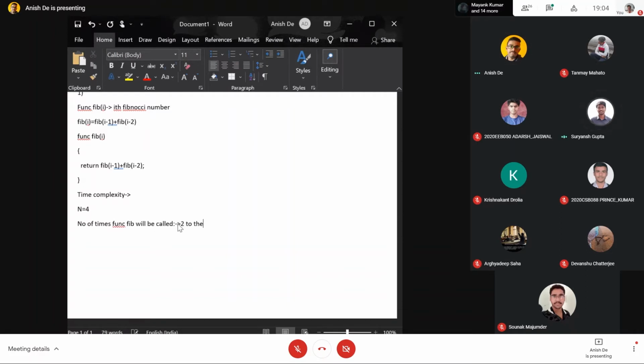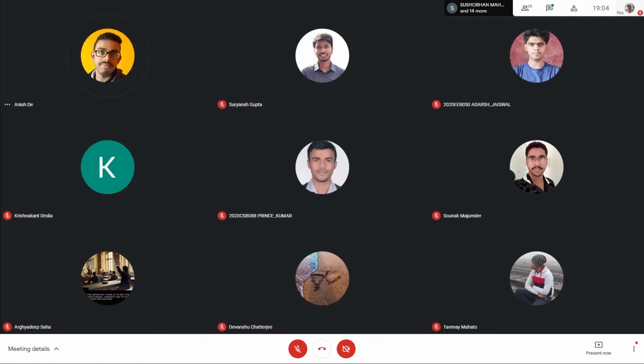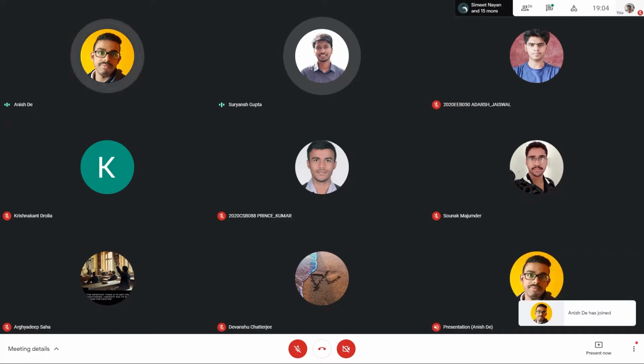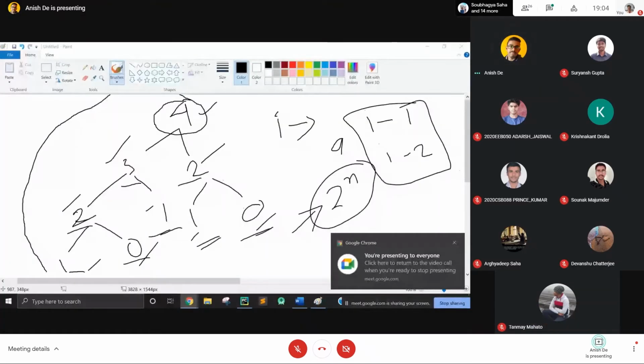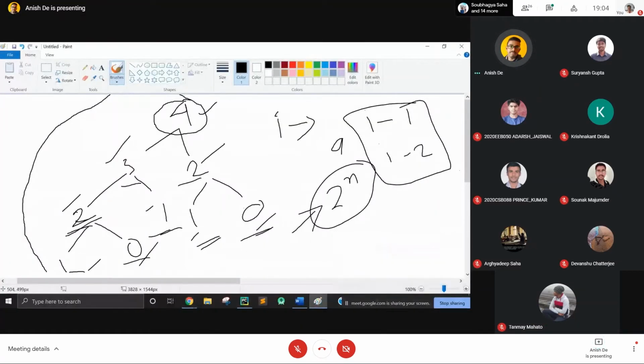Okay, Anish at the start told you about DP, like what properties we find in DP. Remember that the subproblems are overlapping. So what I want you to recollect is what we can see here: we are calculating the function for 2 two times, for 1 three times, and for 0 two times. So how can we optimize that?